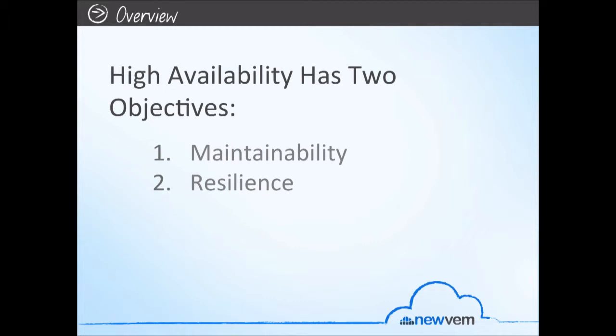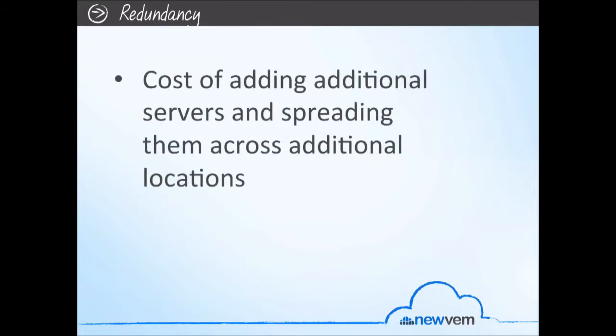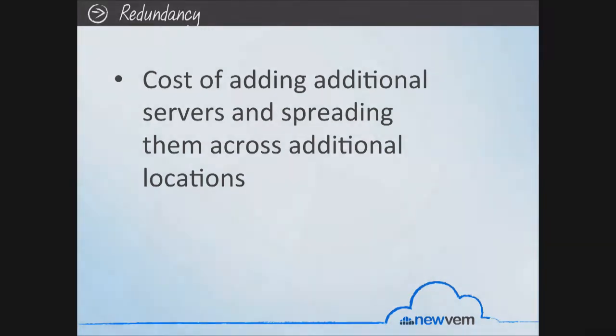Ultimately, it's about the entire solution performing at an agreed level of availability, which meets customer requirements, delivered at a justifiable cost. High availability is achieved through redundancy. Redundancy comes with a cost of adding additional servers and spreading them across additional locations.